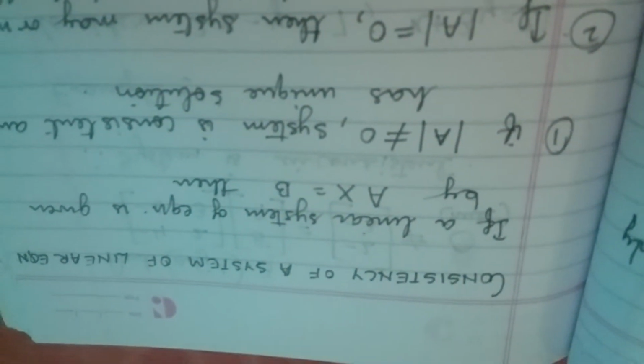And why are we studying inverses? Actually, we are studying inverses to check the consistency of a system of linear equations. Consistency means to find out whether the system of linear equations has a solution or not. If a system of linear equations is given in the form of Ax is equal to B, A is a matrix of constants, X is a matrix of variables and B is a matrix of constants again.